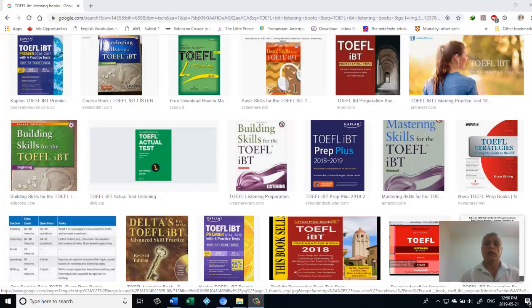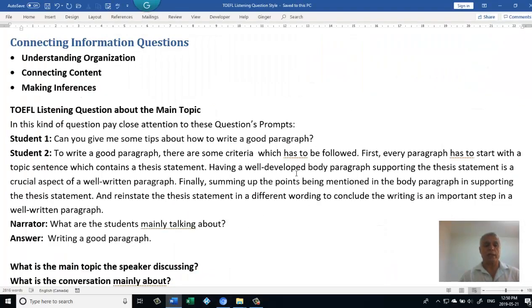When it comes to listening, all you need to know is the technique used for different kinds of questions. Because if we look here, we have a lot of different books explaining the listening. Today we're going to continue with our subject. We took understanding organization. Today we're going to have connecting the content. And then next lecture will be making inferences.